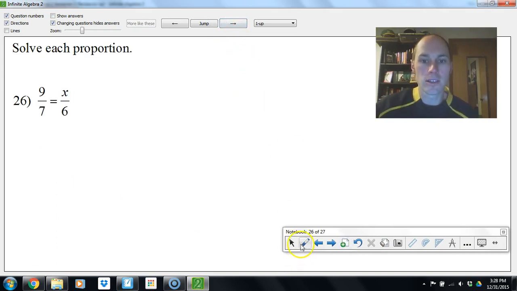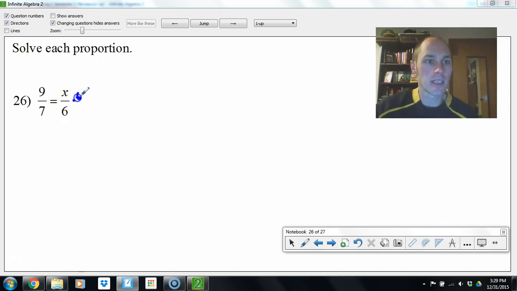Solving the proportion. So remember, a proportion is just a fancy equation. So I know 9 divided by 7 equals x divided by 6. To get x alone, I can multiply both sides by 6. So I'm left with 54 over 7 equals x.